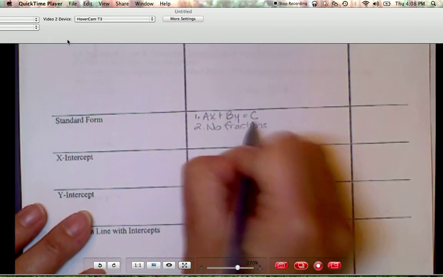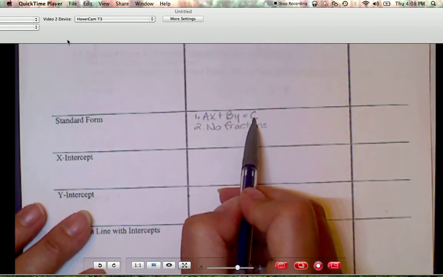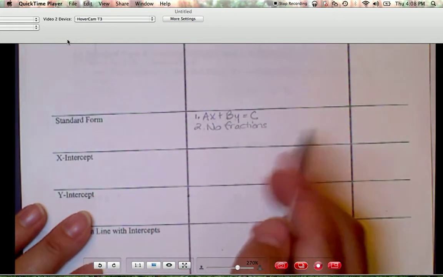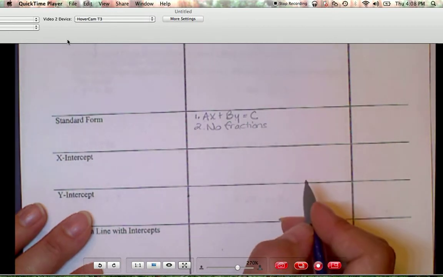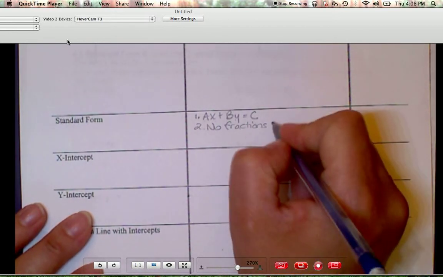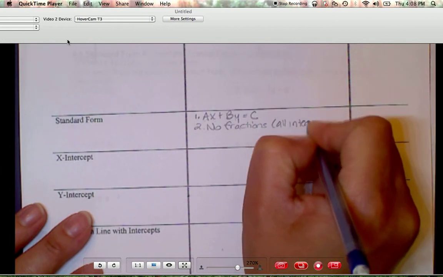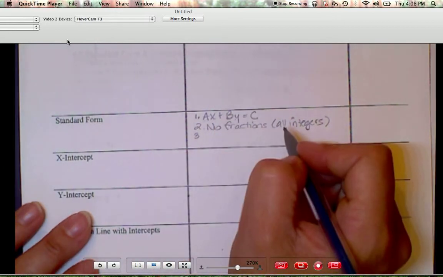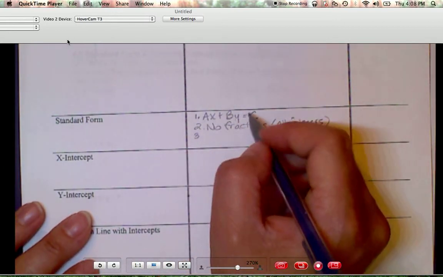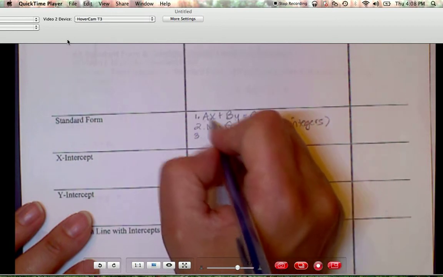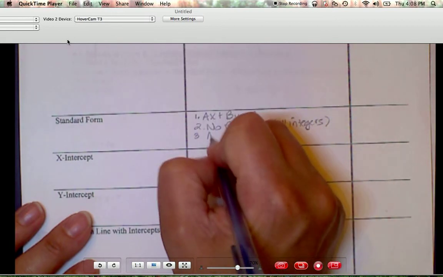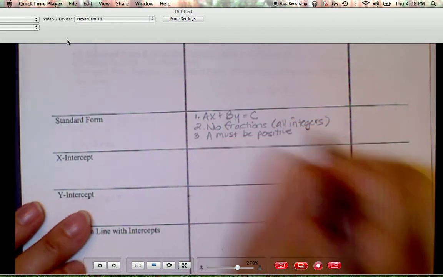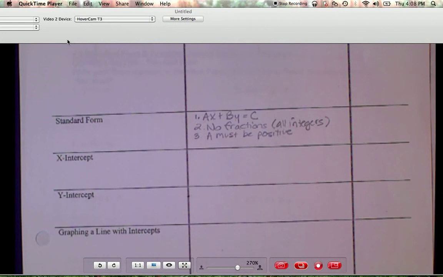The second thing that's important about standard form is that there are no fractions in standard form. So A, B, and C, these numbers, must be whole numbers or integers. So A, B, and C must be integers. Sometimes the book will say that. A, B, and C must be integers. All integers, which remember are whole numbers. Number three, once you get it in this order and you've gotten rid of all the fractions, you need to check that A must be positive. A cannot be negative.